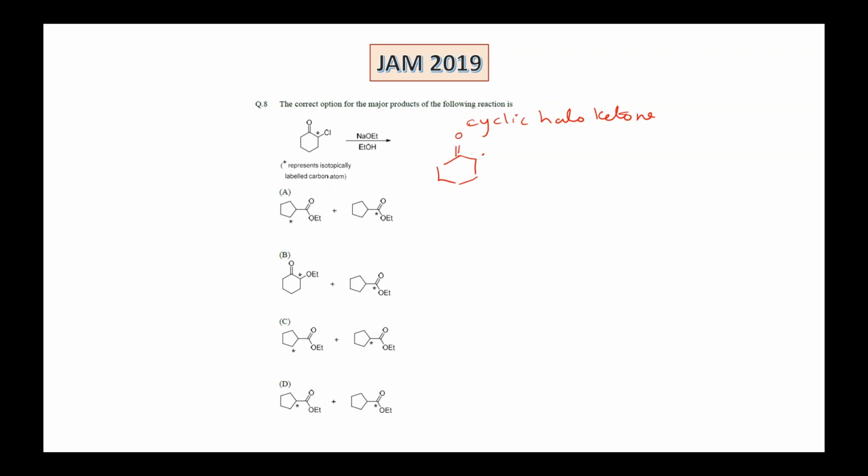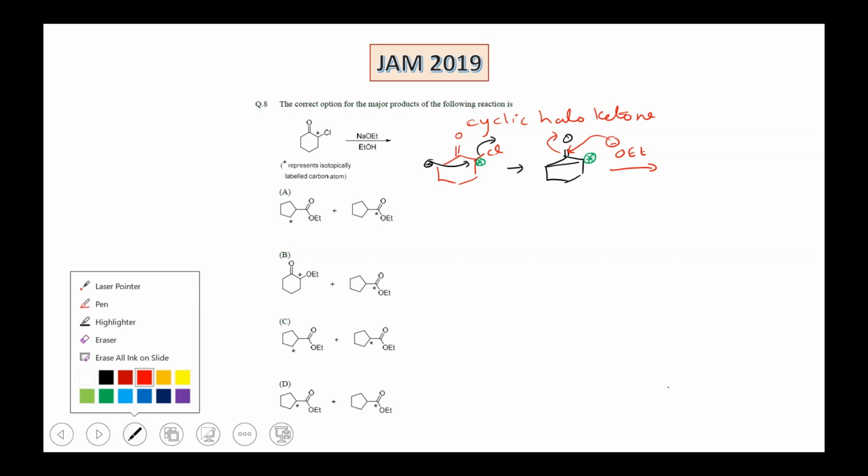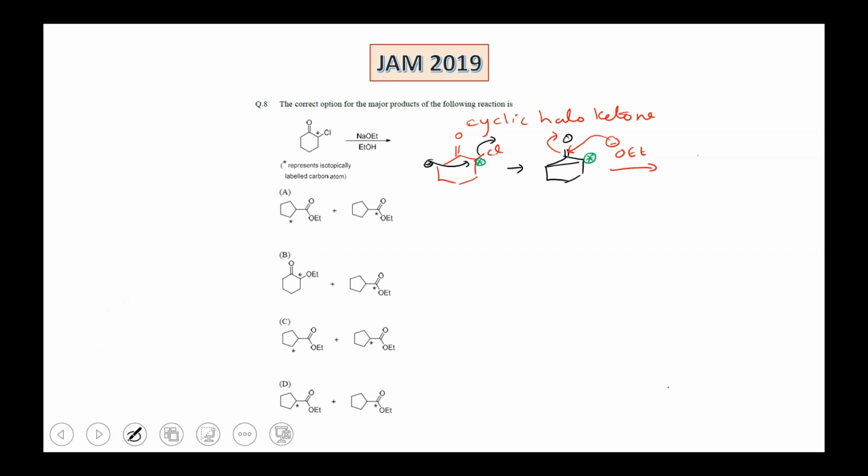Let us take the starting material, which is an alpha haloketone. As we know, the first step is formation of carbanion. Then you have intramolecular nucleophilic attack, resulting in the formation of cyclopropanone. Now this particular carbon is labeled, so we'll label this particular carbon. Then comes the attack of the ethoxide ion, resulting in the formation of a tetrahedral intermediate.